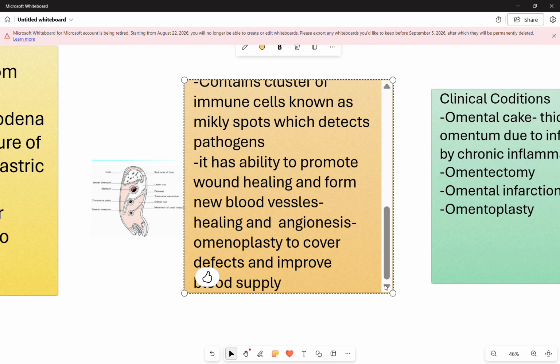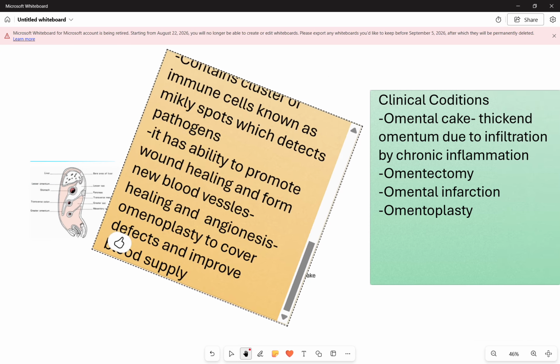Last important is policeman, localizing the infection, trying to control the damage before it spreads. So these are very important functions of the omentum. Now I come to the clinical conditions.